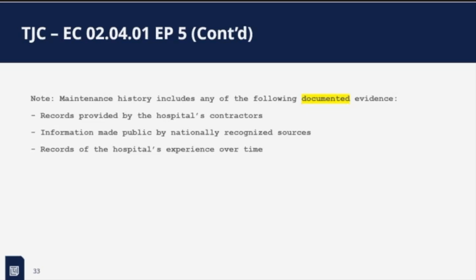If you are using information made public by nationally recognized sources, make sure you have that as well. Where did that come from? What are those case studies? Put those things in. And then obviously, what most people are doing is using their own documentation. Here's our history with this procedure. Here's our history with this frequency. And here's why we changed it. If you have graphs or documents that show you the failures, that's what you want to go ahead and document.